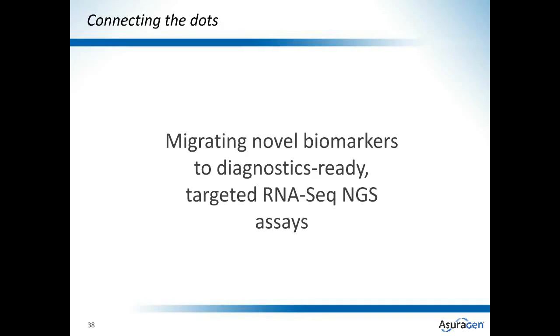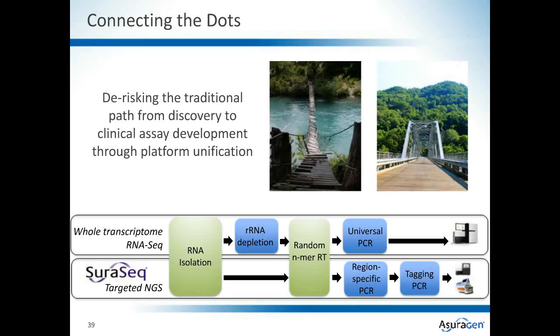This is part 3, connecting the dots. In this segment, I'll discuss how to navigate the transition from preclinical exploratory discovery work to a clinical assay using next-generation sequencing. The traditional path has been to perform discovery on a high-content platform, such as a microarray, and then migrate a set of biomarkers or signature onto a smaller footprint assay, such as qPCR.